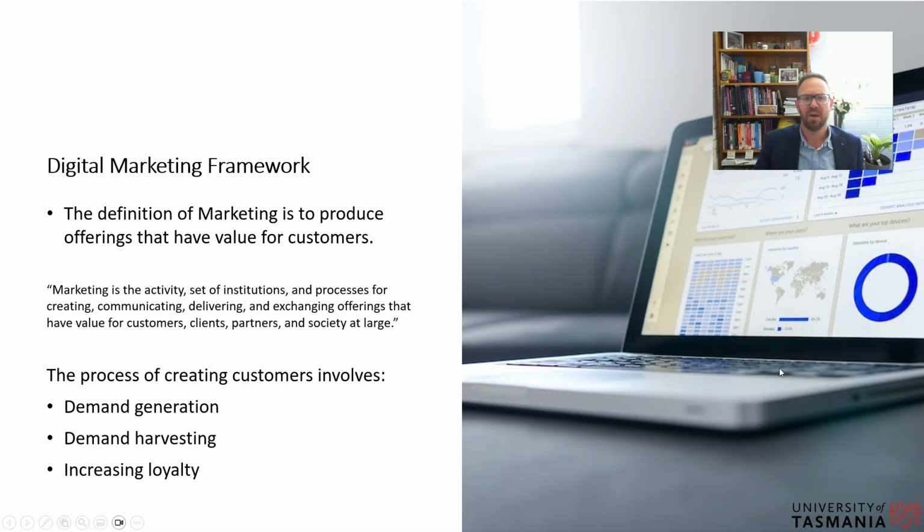All right. So the digital marketing framework, the definition of marketing is produce offerings that have value for customers. So when we've got this framework, we've got to think, well, what's the purpose of what we're doing? And I've forgotten to put this in-text citation here, but this is from the AMA. Marketing is activity, set of institutions and processes for creating, communicating, delivering and exchanging offerings that have value for customers, clients, partners and society at large. We emphasise here, marketing is the activity, like a process that we're doing, at exchanging offerings that have value for customers. So what we're really trying to do is create customers and provide value to them in the marketplace.